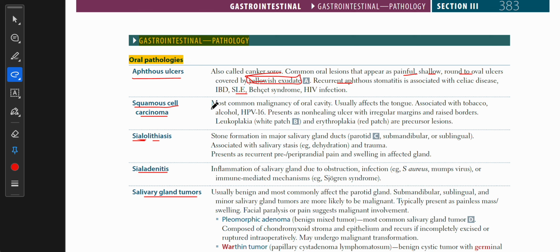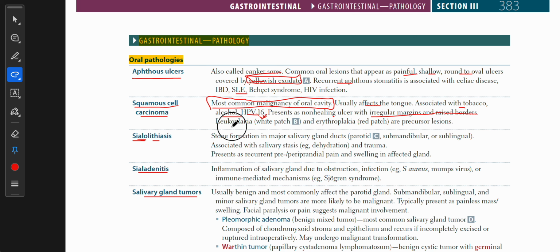In squamous cell carcinoma, this is the most common malignancy of the oral cavity. So if somebody asks you what is the most common malignancy of the oral cavity, that is squamous cell carcinoma. It usually affects the tongue and is associated with tobacco, obviously, because it contains carcinogens like nicotine and tar, and also alcohol. Human papillomavirus 16 and 18 are the 2 strains that affect the most. It presents as a non-healing ulcer with irregular margins and raised borders. This is the characteristic feature.